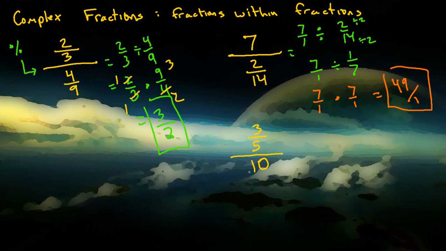Last question. So we have 3/5 over 10. That's going to be 3/5 divided by 10/1. Keep the first fraction. Flip the second fraction. No cross canceling. So it would have been very tempting to cross cancel this 5 and 10, but can't. So multiplication only. Top times top, bottom times bottom. And there's our answer.